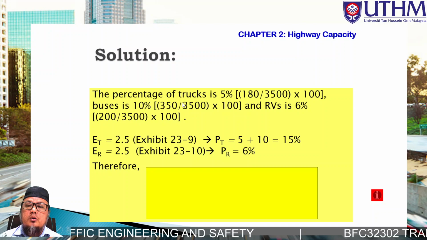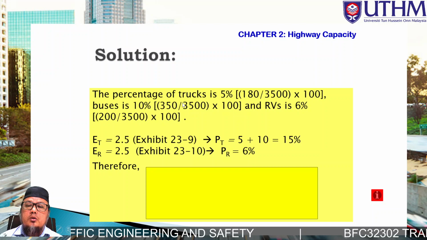Refer to this one first, ET, truck and buses, 15% here, 4% here. 1.8 is somewhere here, so we have a value of 2.5 for ET. Okay, for the recreational vehicle, we refer to this table, ER, which is 6%, 4% upgrade or hilly road. The section is over 0.8, which is 1.8, so we consider this one over 0.8. And we obtain still the same value, 2.5. So 6%, 4%, 1.8, we obtain 2.5. So we have 2.5 for bus and truck, and 2.5 for recreational vehicle.